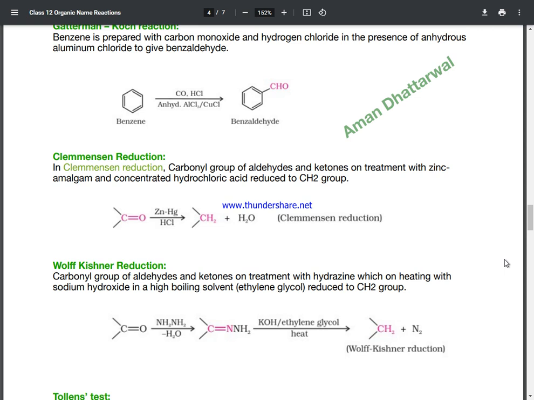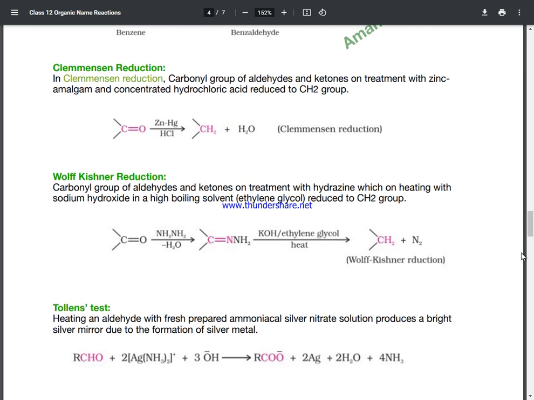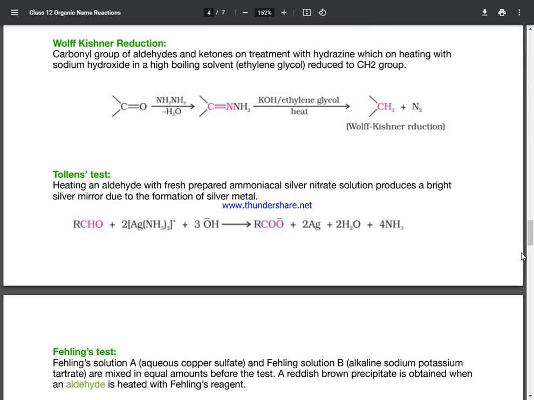Wolff-Kishner reduction. The carbonyl group of aldehydes and ketones on treatment with hydrazine, followed by heating with sodium hydroxide in a high boiling solvent, ethylene glycol, is reduced to a CH2 group. Tollens' test. Heating aldehydes with freshly prepared ammoniacal silver nitrate solution produces a bright silver mirror due to the formation of silver metal.